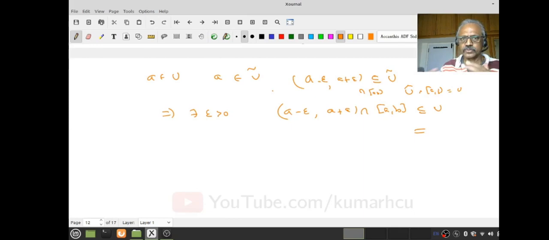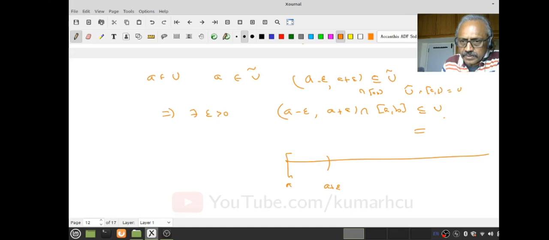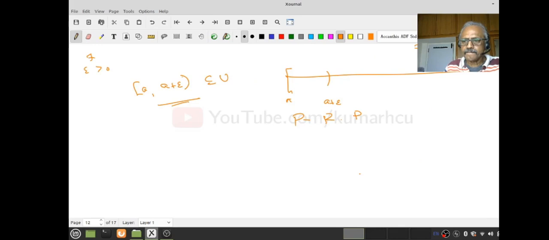Very good. So let us look at the picture again. I have AB, so I have up to A plus epsilon. Therefore, there exists epsilon positive so that the open interval A to A plus epsilon is contained in U. This is what we have proved. Yeah, pause, review, proceed. Very good. Therefore, let us look at the interval A to A plus epsilon by 2, that is contained in U. Yeah, right. So now I am going to form a subset.